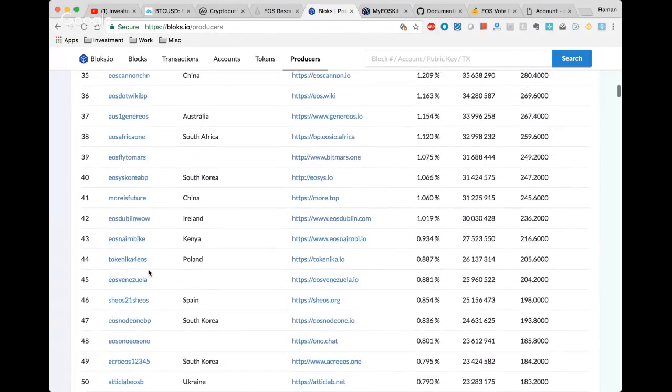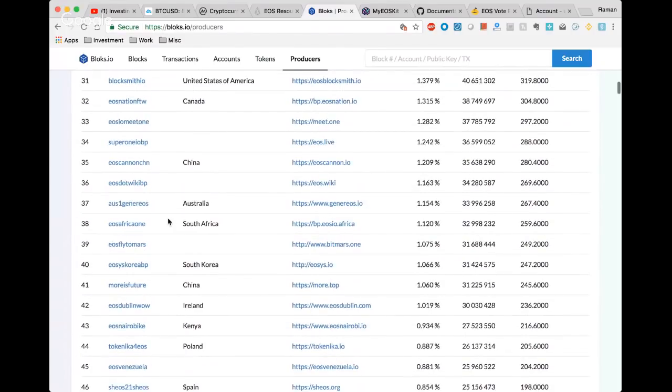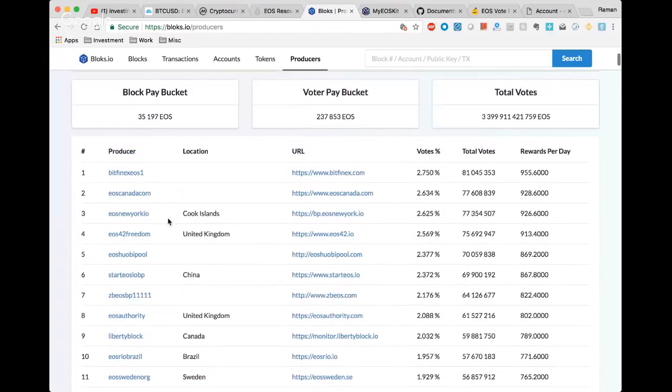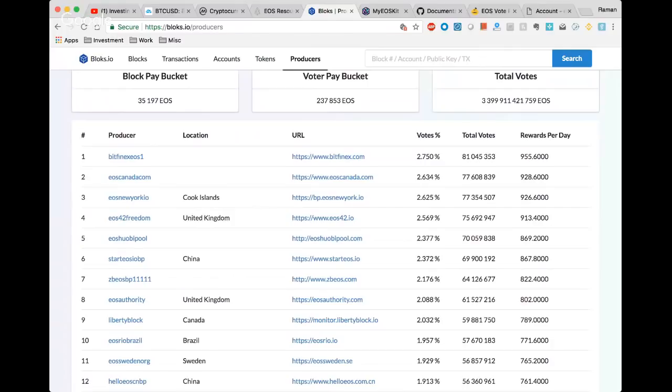And similarly, there are some other questionable block producers. They are going down as the voting is increasing. So that is a great sign. And I think as it goes up more and more, we should see more and more good block producers in the top.